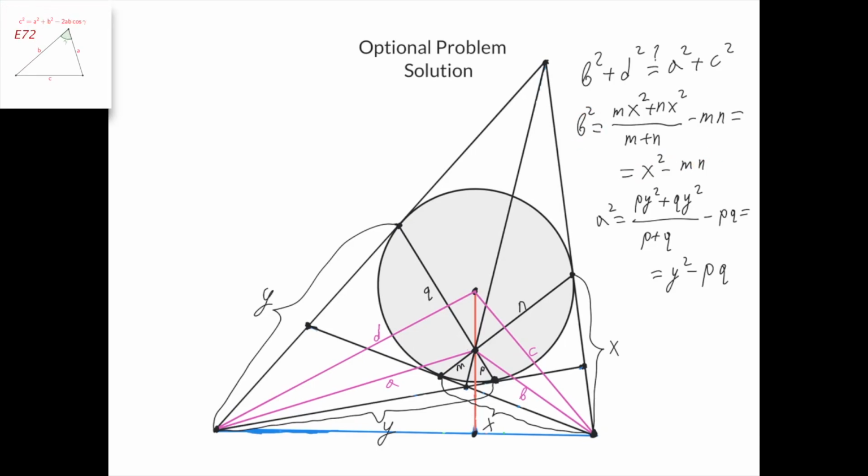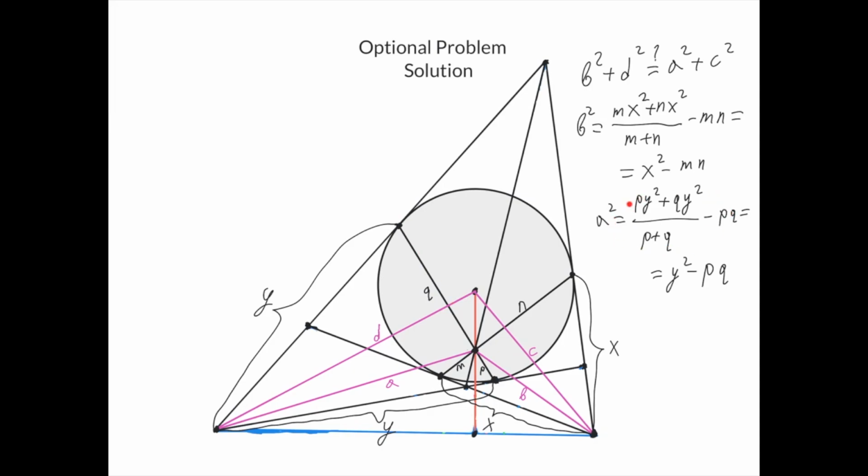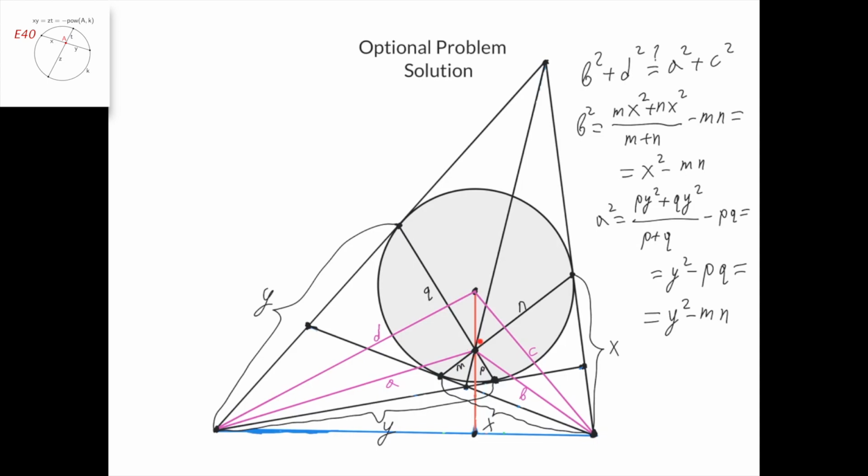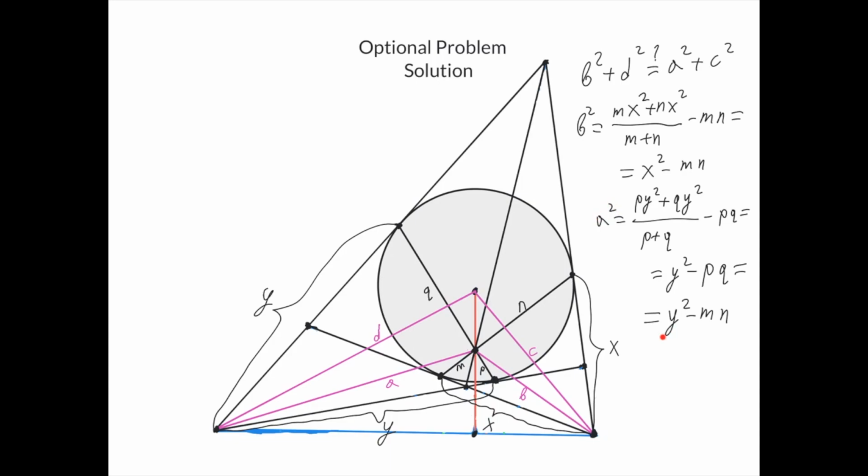Now let's apply Stewart's theorem for this triangle and this point lying on this side. Then we have that a squared equals (p times y squared plus q times y squared) divided by (p plus q), minus p times q, as given here. And in the same way, p plus q cancels out with p plus q, and we're left with y squared minus pq for the value of a squared. But the power of this point with respect to this circle is m times n, and it's also p times q, and therefore pq can be replaced by mn. So a squared equals y squared minus mn.